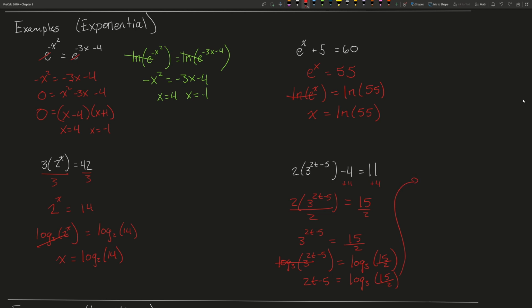Then we just need to treat this as an algebraic problem, where log base 3 of 15 over 2 is just some number. So then we add 5 to both sides, so 2t will equal log base 3 of 15 over 2 plus 5, and then we need to divide by 2. So t will equal all of this divided by 2.